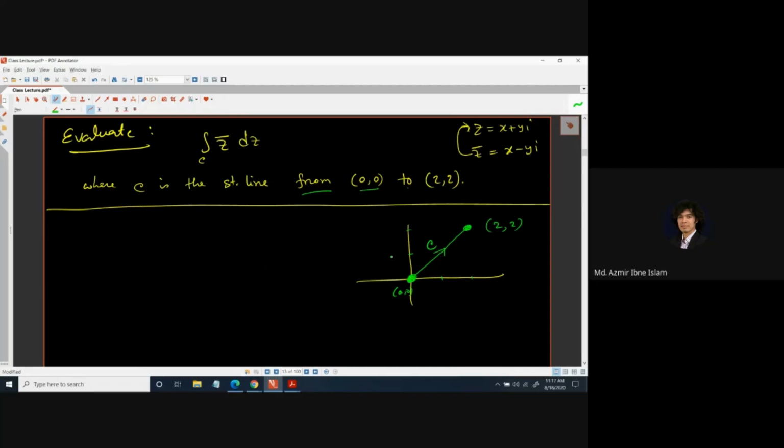Whatever I am discussing here is the problem solving session. If you have a look at the videos in BUX, you will understand the theoretical part of this. Okay. So let's try to figure out at first what we can write here. We have C, from the points 0, 0 to 2, 2, with z bar dz. So our first target is to find the limit.